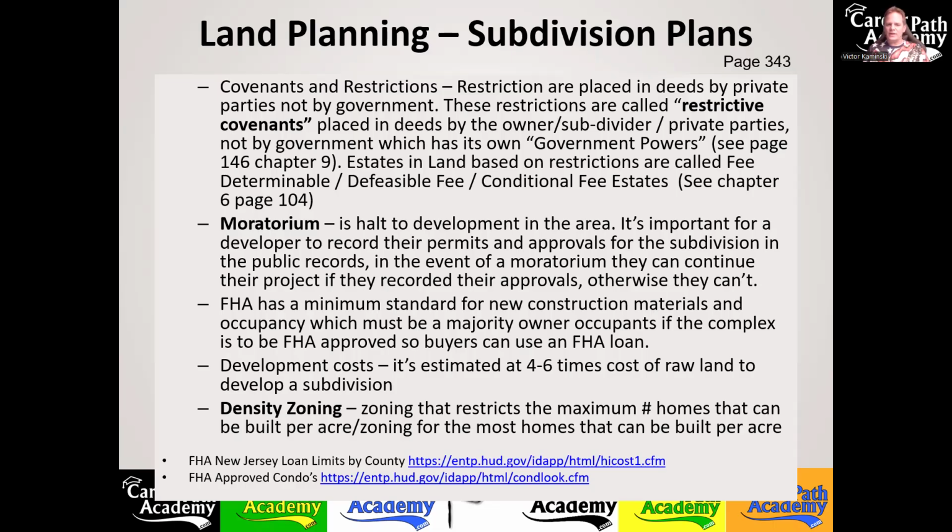Now, density zoning is another term to add to your list there. So moratorium, you add to your list of words, as well as density zoning. This is zoning that restricts the maximum number of homes that can be built per acre, or zoning for the most homes that can be built per acre. It's another way of saying the same thing. I believe we went over that in an earlier chapter too, though.